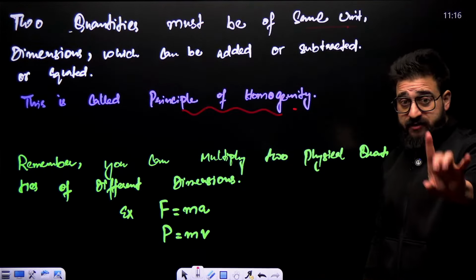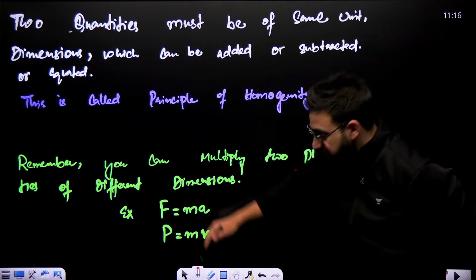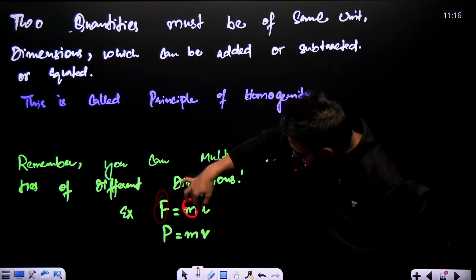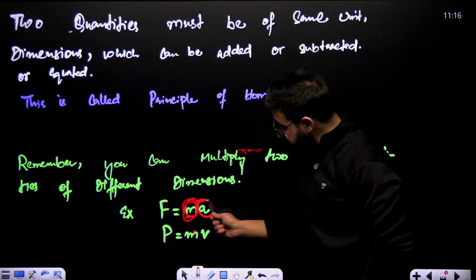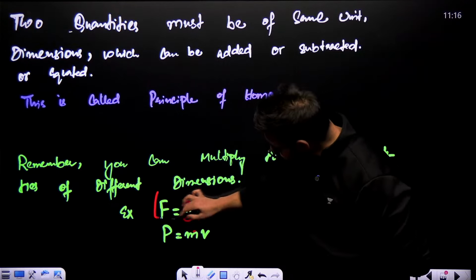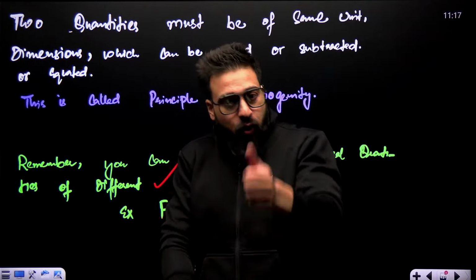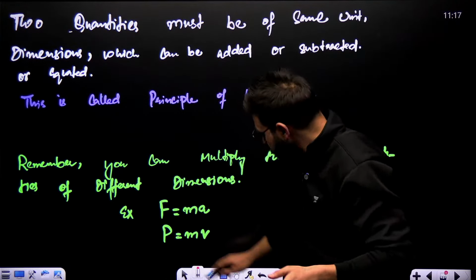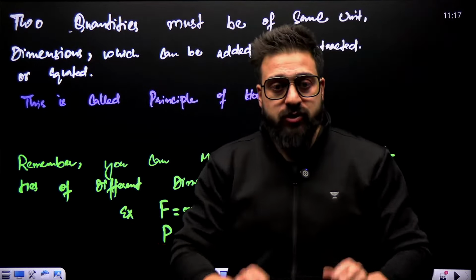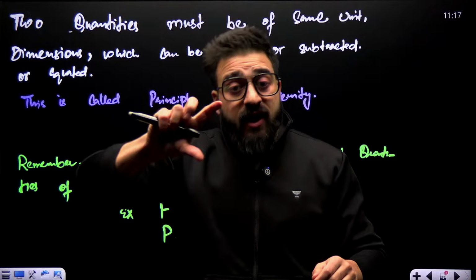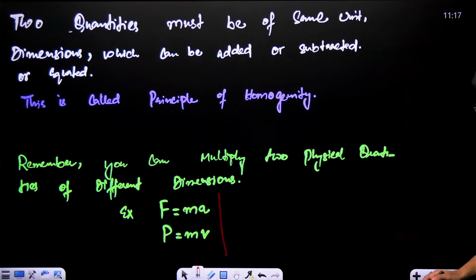Okay, but there is one more thing. You can multiply two different physical quantities. Like we say, force is equal to mass into acceleration. Mass is one physical quantity, acceleration is another physical quantity. You can do this. It is possible. So multiplying two different physical quantities is okay. There is no problem in that. Momentum is mass into velocity. But adding, subtracting, equating, comparing is not possible, while multiplying and dividing are possible.